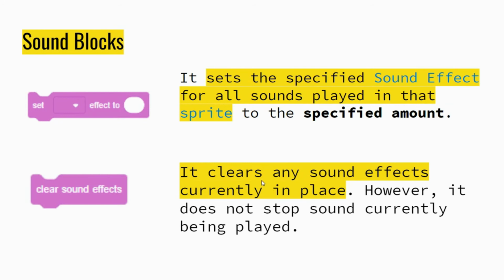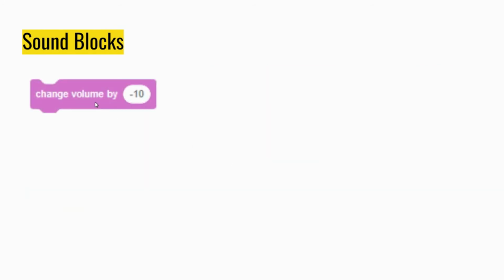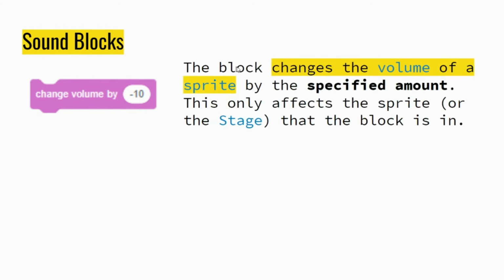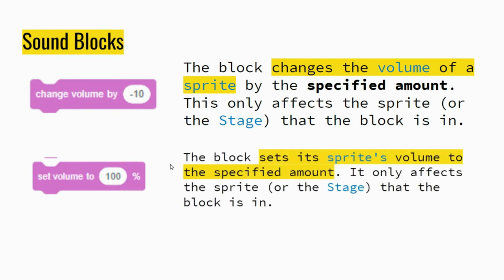Okay, so the next code is change volume by -10. This means that the volume will decrease, and if we put a positive number here like 10, it will increase. This block changes the volume of a sprite by the specified amount. And next is set volume. You can set the volume to 100%, 50%, so it's up to you how loud you want your sound to be.